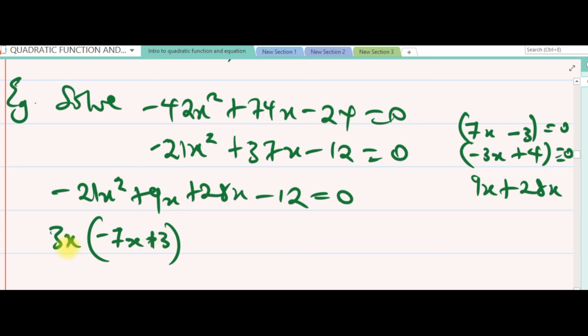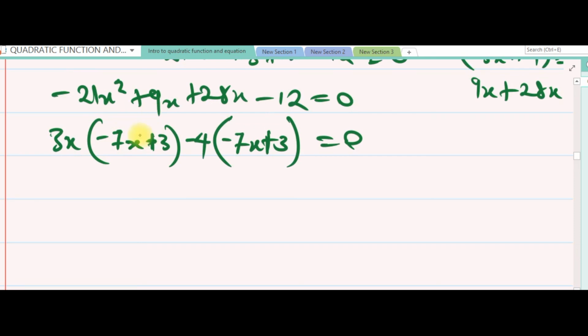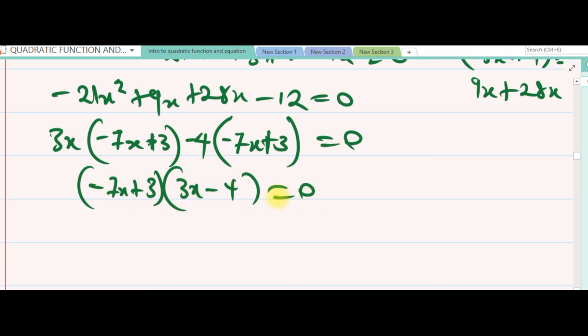Sorry. Go back, check back. 3x times minus 7x is minus 21x squared. 3x times 3 is 9x. I told you, you repeat whatever is here, which is minus 7x plus 3, and neutralize the effect. So for this to be negative, it should be minus 4. Minus 4 times minus 7x gives us 28x. Minus 4 times plus 3 gives us minus 12. So we're on the right track. Next thing is to factor. What is common in the two is minus 7x plus 3, while the other is 3x minus 4 equal to 0.